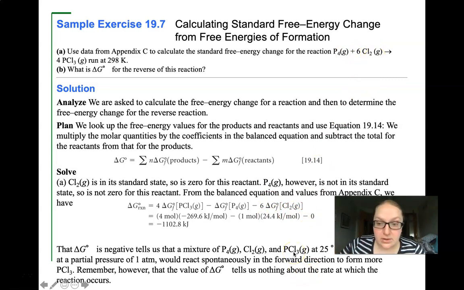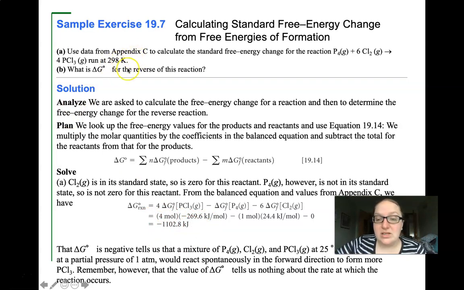So 0 times 6 is 0. That's why you see the 0. Plus the 1 times the P4's value in the back of the book, also a positive value. So pay attention to the positives and negatives. And we're going to end up with a total of a negative 1100 kilojoules. Okay. And this is, of course, at the temperatures we were given.